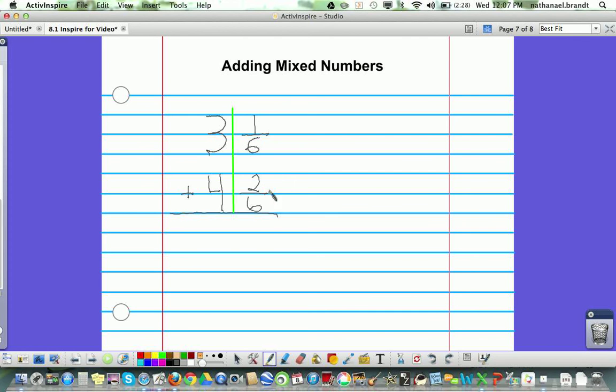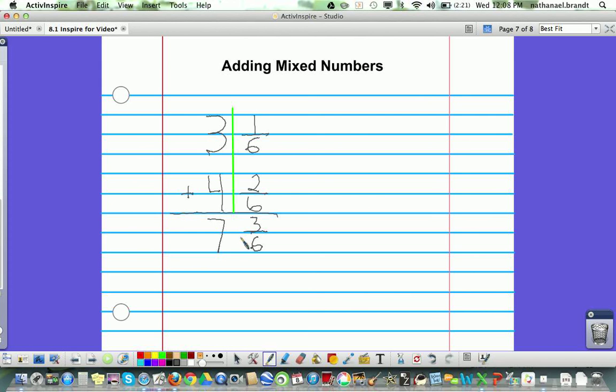So first you add up your fractions. Remember, when you're adding fractions, you have to make sure the denominators are the same, have the same size pieces. They do. So now we just add the numerators together. 1 plus 2 is 3. Our denominator is 6. So 1/6 plus 2/6 equals 3/6. Now I come over here and I add the whole numbers together. 3 plus 4 is 7. So 3 and 1/6 plus 4 and 2/6 equals 7 and 3/6.